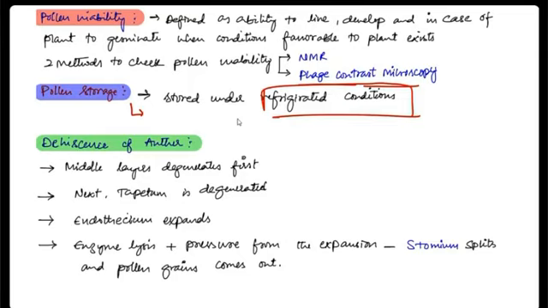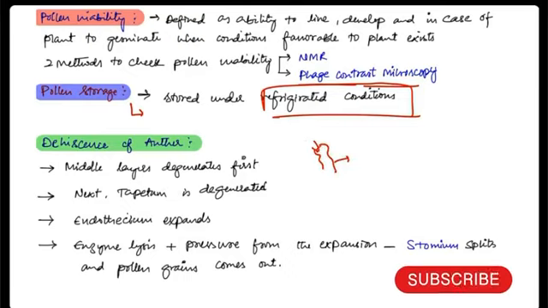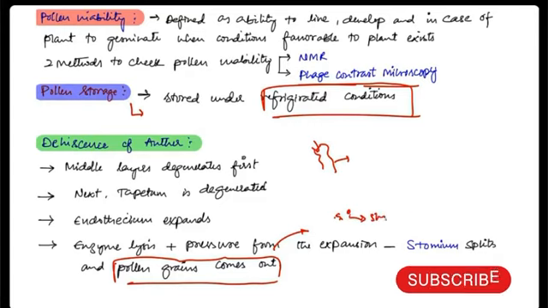So next is about dehiscence of anther. What is this dehiscence of anther? Once the anthers get matured and pollen grains are formed, it should burst open so that the pollen grains are released and carried either by insects or by wind, so that they reach the female part, starting from the stigma, and the process of fertilization will take place. For that to happen, there should be dehiscence of the anther.